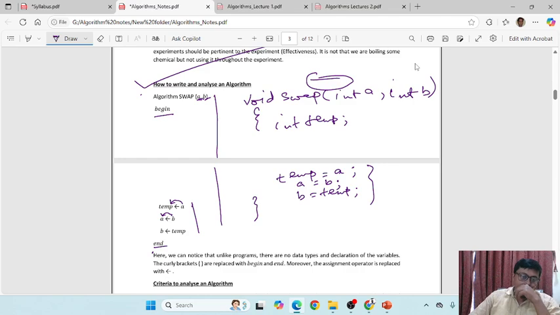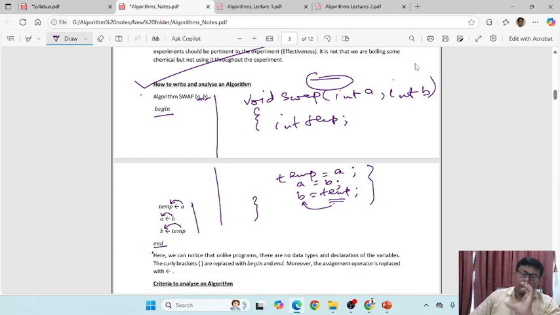And then the value of temp is assigned to b. This is how we write it in the program: b equal to temp. That means the variable temp, which holds the original value of a, is now assigned to the value of b using this assignment.